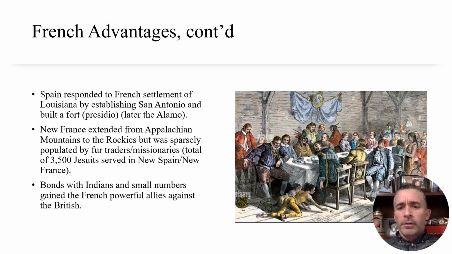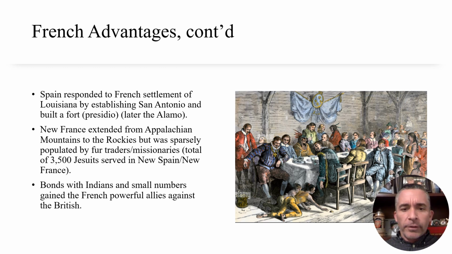The Spanish were alarmed by this, and in response, as a bulwark against further French expansion, the Spanish established a settlement at what became San Antonio. They built a fort there called a Presidio, and that later became the Alamo.